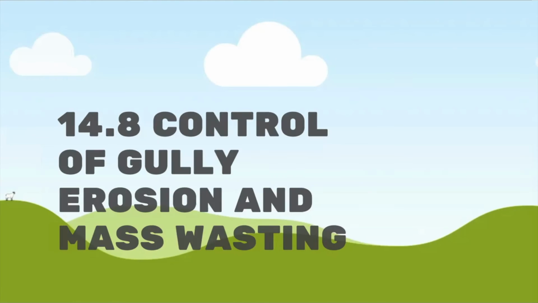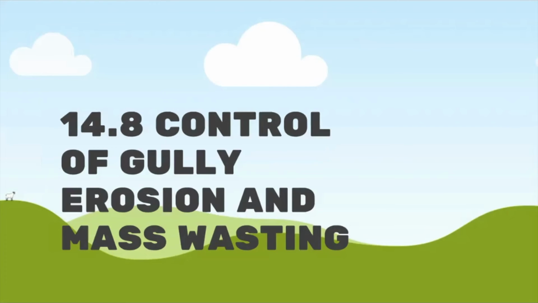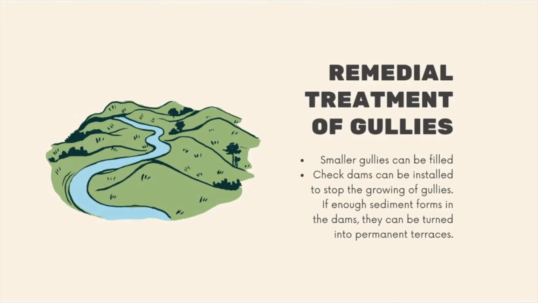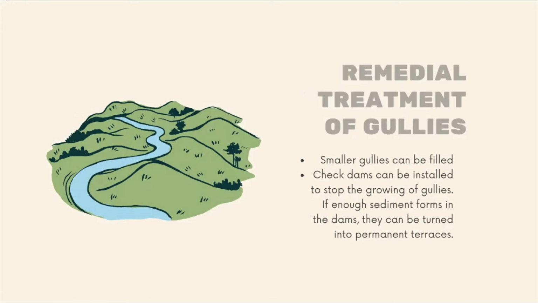Next is the control of gully erosion and mass wasting. Out of all three types of erosion, gullies are usually the most harmful just because they are bigger, but smaller gullies can actually be filled. And for the bigger gullies, they use check dams, which can stop the growing of the gullies. And if enough sediment forms in those dams, they can actually be turned into permanent terraces.